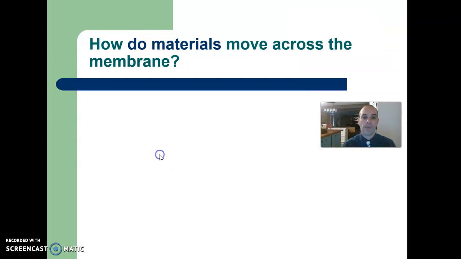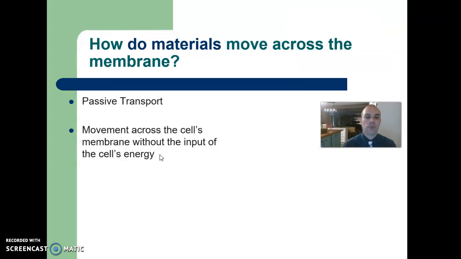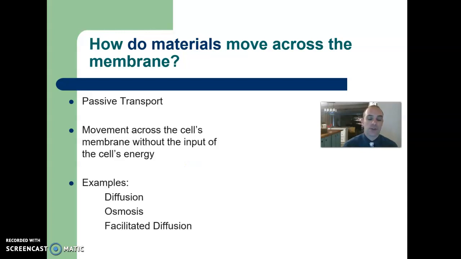Well, passive transport. Movement across the cell's membrane without the input of cell's energy. Remember, passive transport, no energy. Slugs at home, passive. Examples, diffusion, osmosis, and something called facilitated diffusion. Move myself up here for you. And we'll go over here.